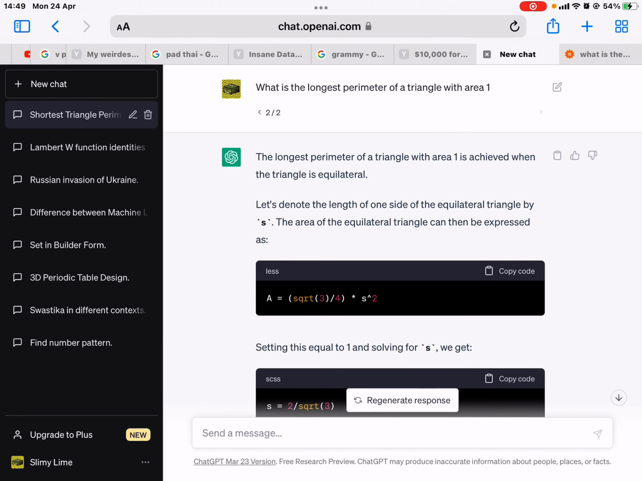Here, let me show you something I am extremely proud of. So I saw this question from andymath.com on Instagram where he asked, what's the shortest and longest perimeter of a triangle with area 1? Now, the shortest perimeter isn't very exciting, but the longest perimeter possible of any triangle with a fixed area of 1 square units is extremely interesting.